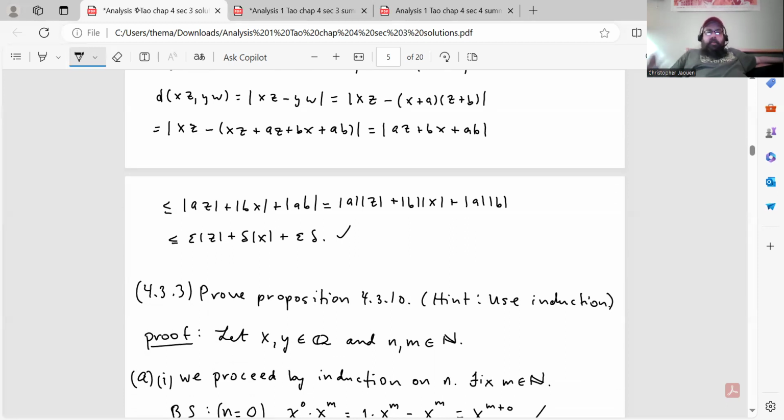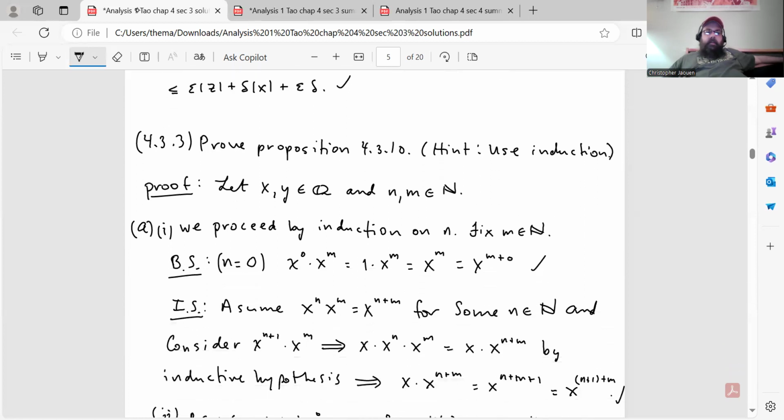And then by multiplicativity, that's hard to say, that is equal to the absolute value of a times the absolute value of z plus the absolute value of b times the absolute value of x plus the absolute value of a times the absolute value of b, which is less than or equal to epsilon times the absolute value of z plus delta times the absolute value of x plus epsilon delta. And that proves the last part H.